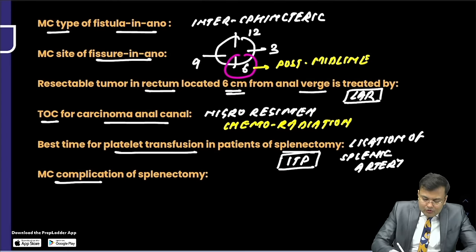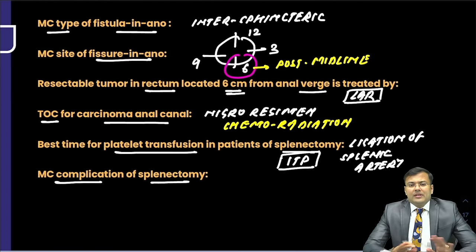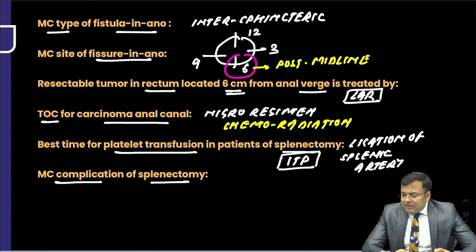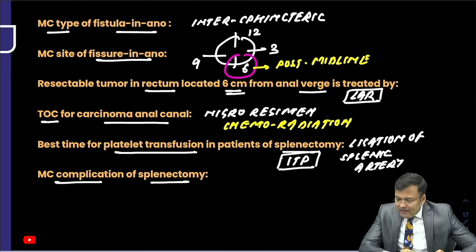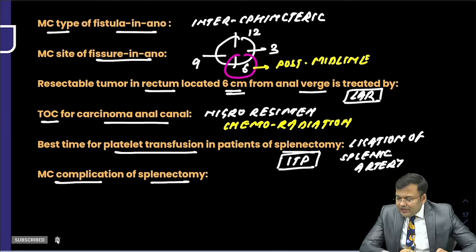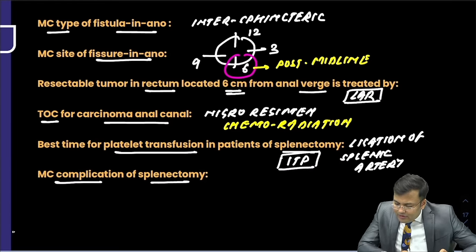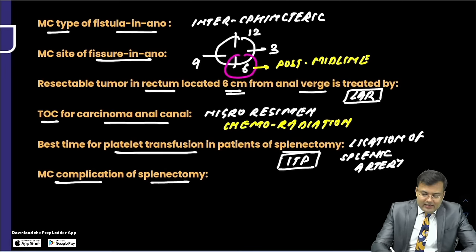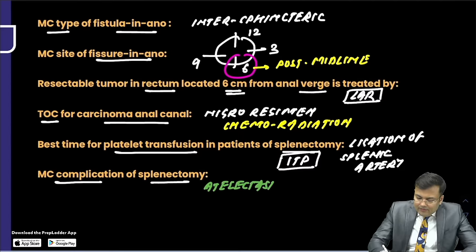Next, what is the most common complication of splenectomy? Simple question, tell me. No, it's not OPSI. It is atelectasis. Very good, Priyanka Jadhav, you are correct. Atelectasis means collapse of lung.